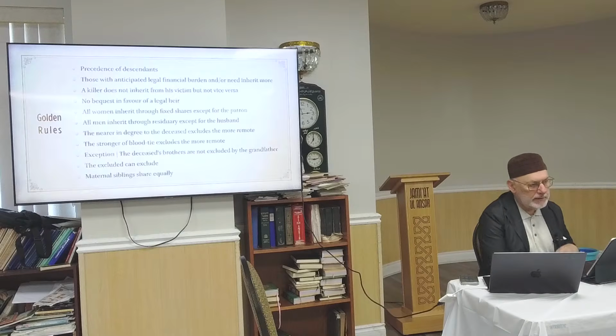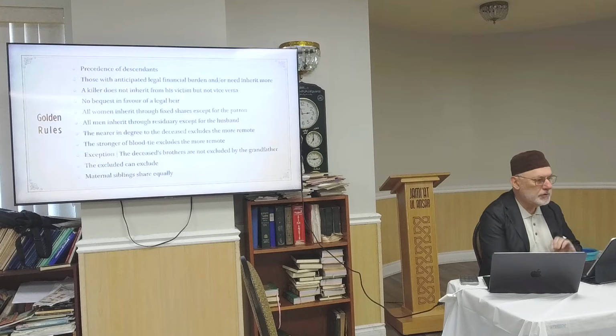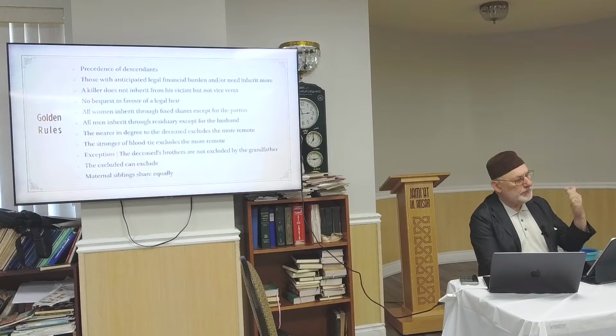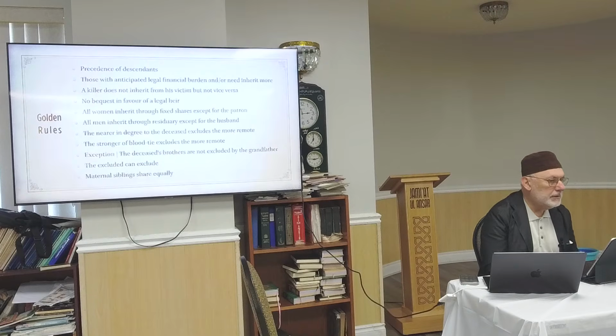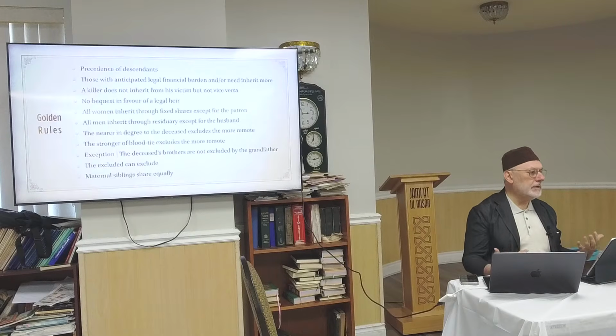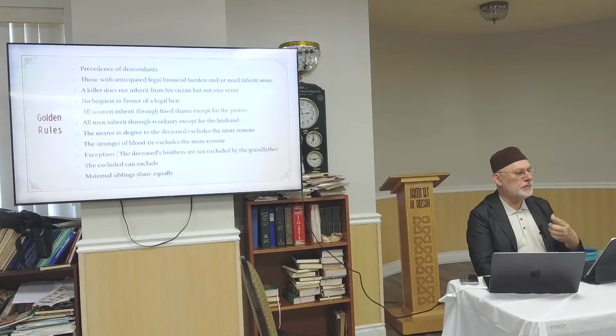So in the Quran, it specified the fixed shares, to make sure that those people will always receive a fixed share. Those that receive the remainders of the estate, they may receive more, they may receive less, they may receive nothing. But the fixed shares have to be distributed first.